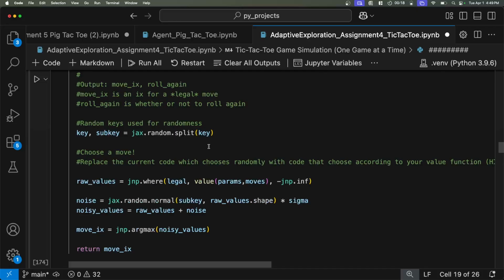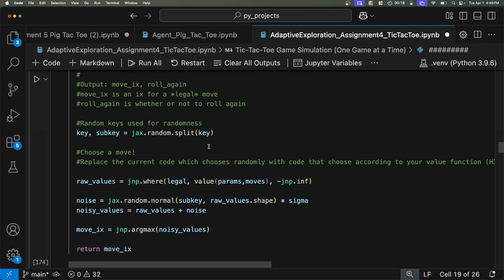Don't accidentally pick a move that's illegal. And then noise is purely random times sigma. So the bigger sigma is, the more noise. Then I say the noisy values, I add on the raw values plus the noise. And then which move do I pick? Whichever is the best of the noisy values.